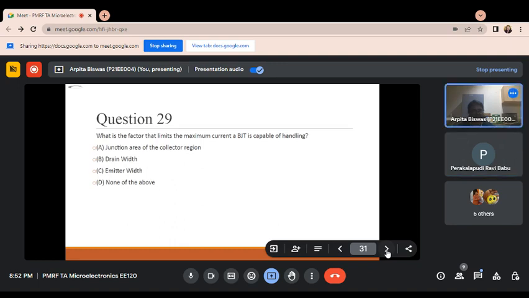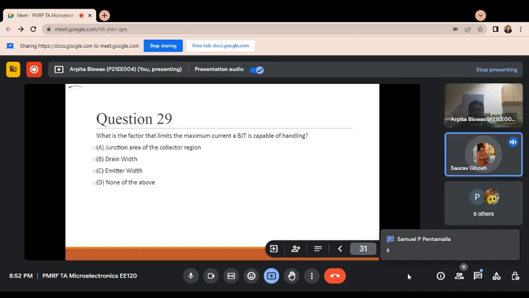Answer, Ravi? Madam. Sorry, you are not audible. Option A. Option C, emitter width. Okay. Anyone else? What is the factor that limits the maximum? Someone option A. Okay. And option A will be the right one.